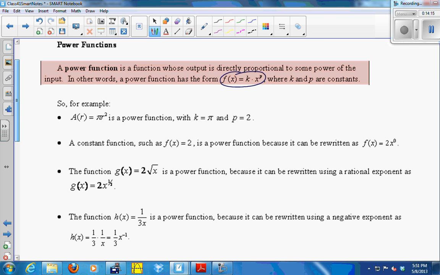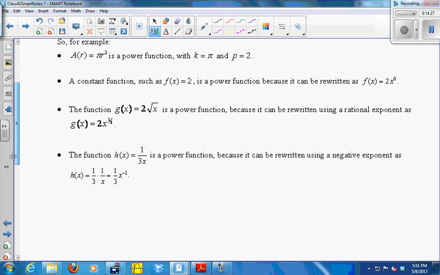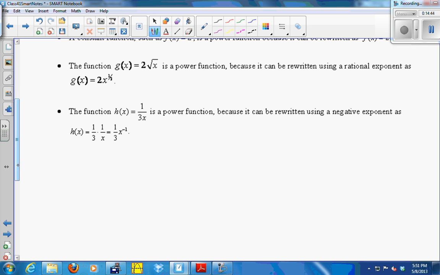So some examples of power functions would be pi r squared. Okay, so k is pi and p is 2. Or f of x equals 2 is a power function because you could write it as 2 times x to the 0. k is 2 and p is 0. And 2 square root x is a power function because I could write that as 2 times x to the 1/2. And 1 over 3x is a power function because it could be rewritten as 1/3 times x to the negative 1. So any function that can be rewritten like this. k and p are just numbers.